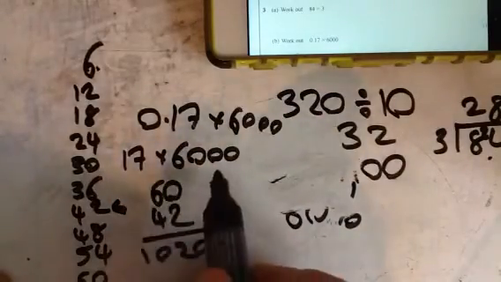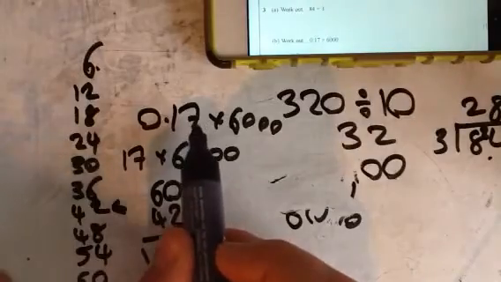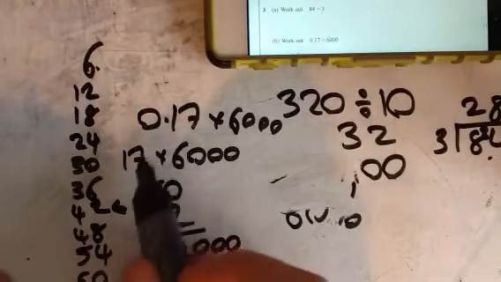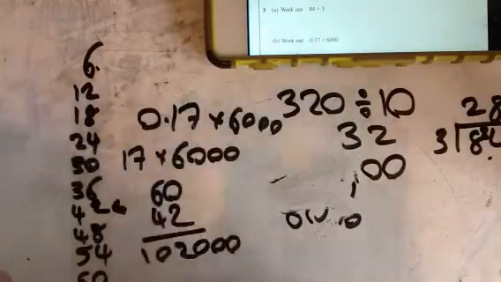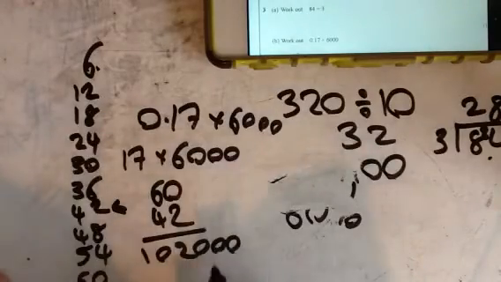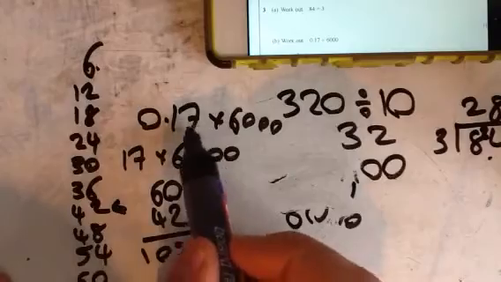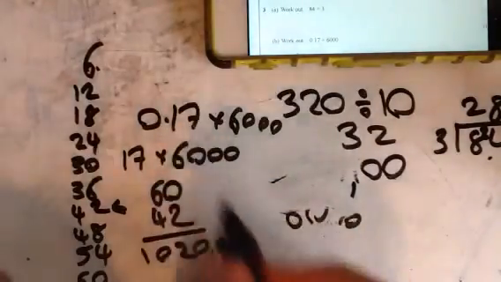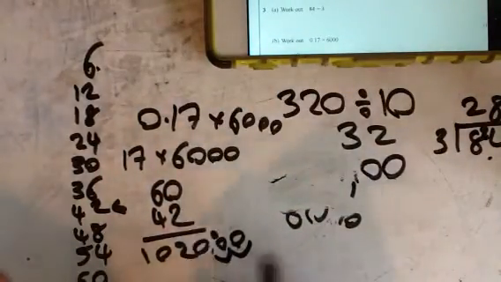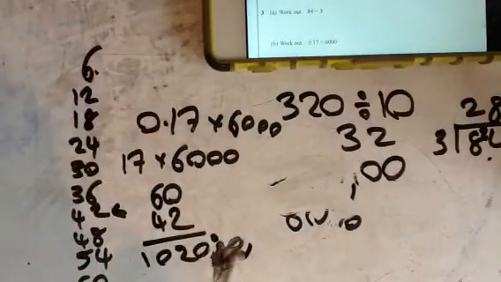Now this is 17 times 6,000, but I need 0.17. So this number is 100 times bigger, so I need to make this one 100 times smaller. Okay, so I have to cancel those two out. The other way you can think about it is that there were 2 decimal places in my question, so my answer only gets 2 decimal places, so it goes there. Either way, the answer is 102.